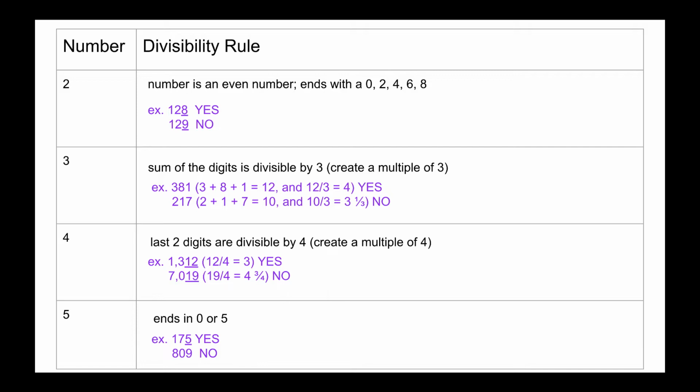Here are 2 examples. 128, notice the last digit there. It makes 128 an even number because it's an even digit. So yes, 2 goes into that. Look at the second example, 129. 129 is not an even number because it doesn't end with a 0, 2, 4, 6, or 8. Therefore, when you take 129 and divide it by 2, you're going to get a remainder. Go ahead and finish filling in the divisibility rules for 3, 4, and 5. So you'll pause the video and then come back and we'll get the divisibility rule for 6, 9, and 10.